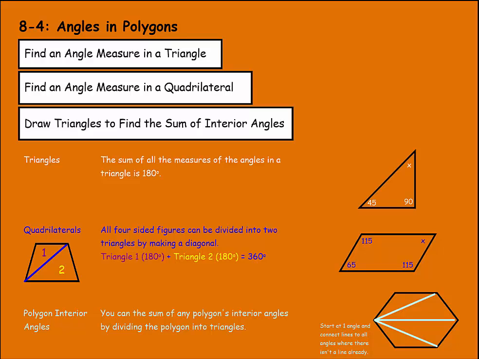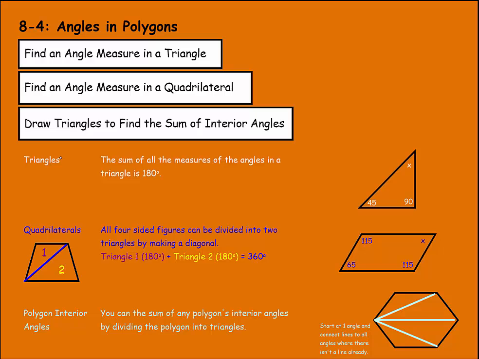We're on lesson 4 of chapter 8, which is going to focus on angles inside polygons. So first we're going to find an angle measure in a triangle. Then we're going to find an angle measure in a quadrilateral. Then we're going to draw triangles to find the sum of interior angles in general. So first, finding the angles in a triangle.